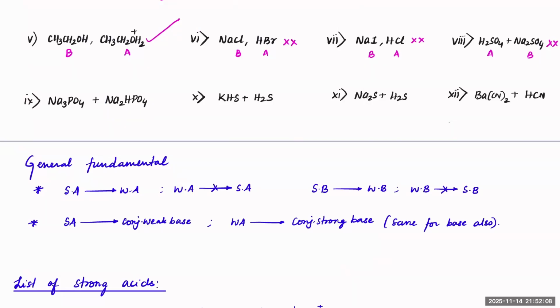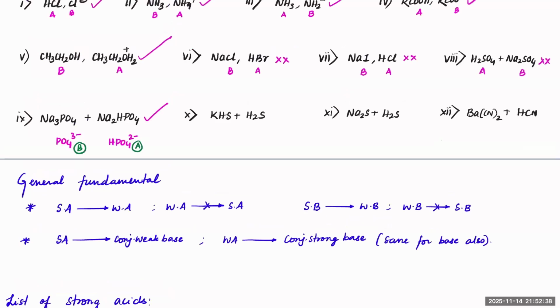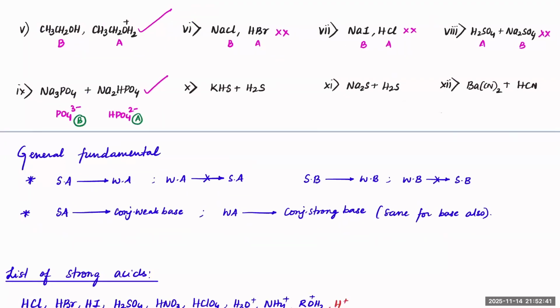Na2HPO4. See, sodium is always a spectator. It has no role here. So if I remove the sodium part, it is actually PO4 3 minus. And here it is HPO4 2 minus. Correct? Now notice it carefully. If only this loses H plus, you will get PO4 3 minus. Hence, this is a conjugate acid-base pair in which this is acting like an acid, this is acting like a conjugate base. So I think fundamentally it is clear. When do we use the term conjugate acid-base pair?